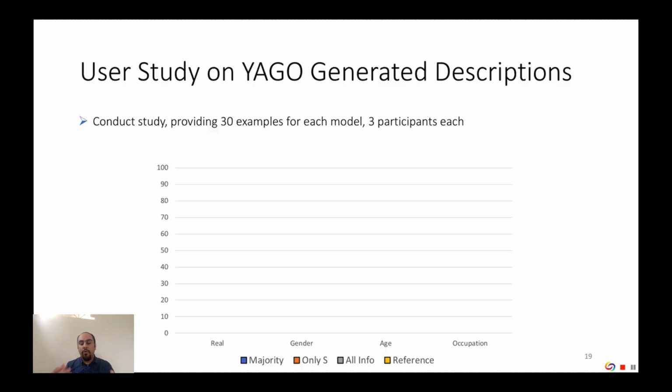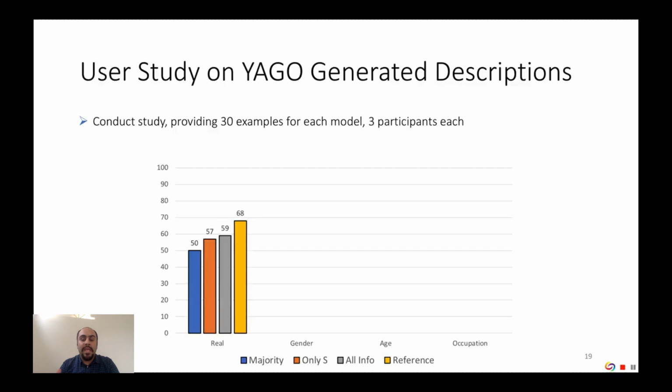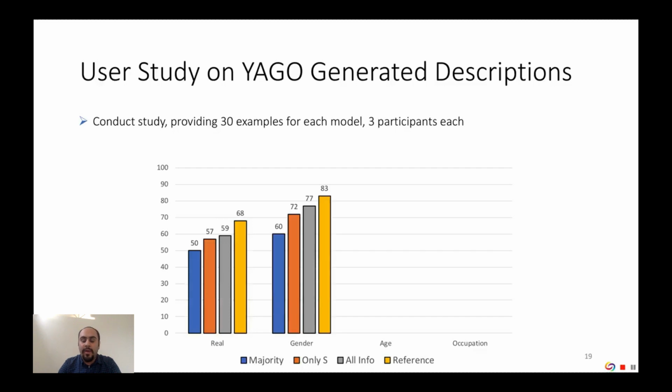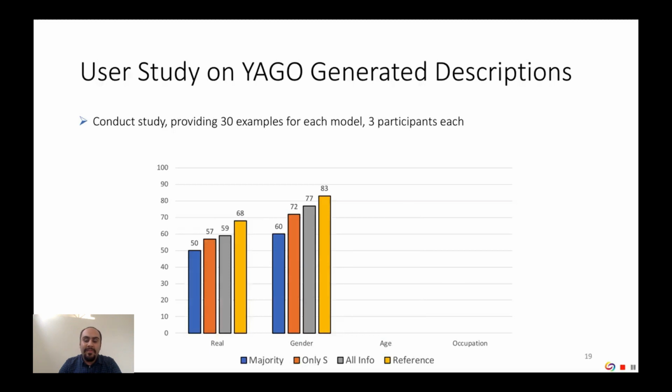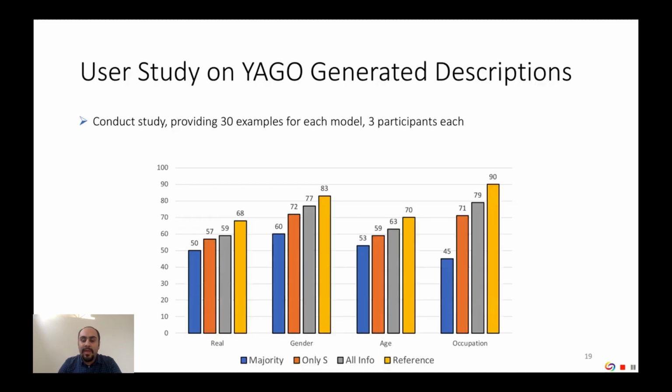So we asked 4 different questions of each user. We asked them whether they find the generated description real or fake. We asked them whether they could guess the gender of the person, and furthermore, we asked them if they can guess the age of the person. We provide them with 2 choices, less than 35 and more than 35. And lastly, we asked them if they can guess the occupation of the person using that generated description.